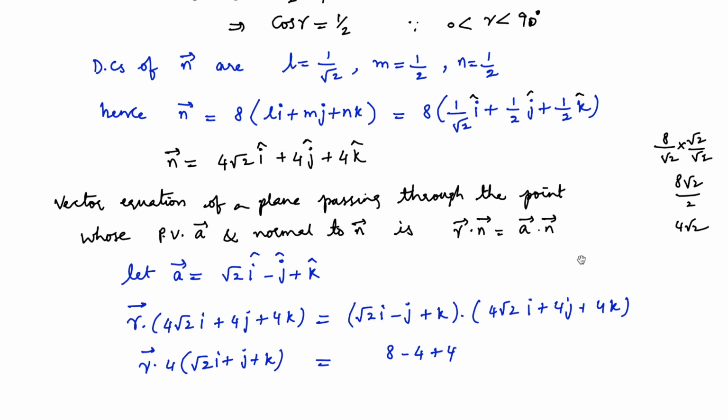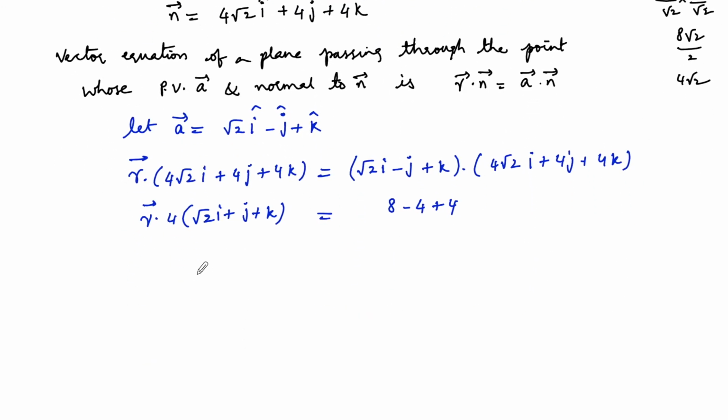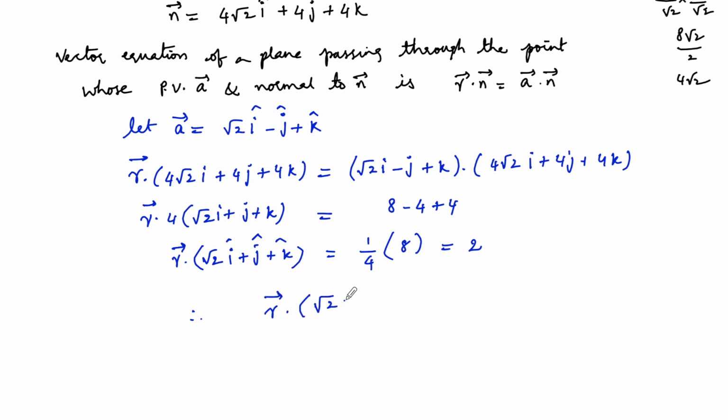So we can write this as r dot (root 2 i plus j plus k) is equal to 1 upon 4 times (8 minus 4 plus 4), which is 8. So it is nothing but 2. Therefore the required vector equation is r dot (root 2 i plus j plus k) is equal to 2.